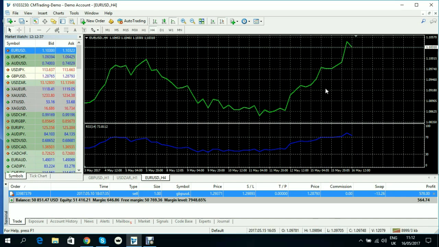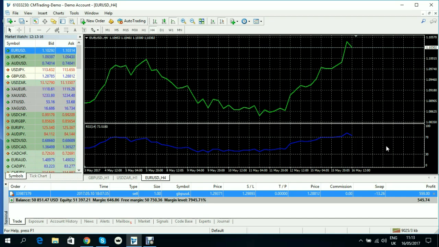So the question is, which time frame does the RSI work best? The RSI works best in 4 hours. Though it works best in 4 hours and daily time frame charts, it works the same in all the other time frames. The analysis is the same. The analysis of overbought, oversold is the same.